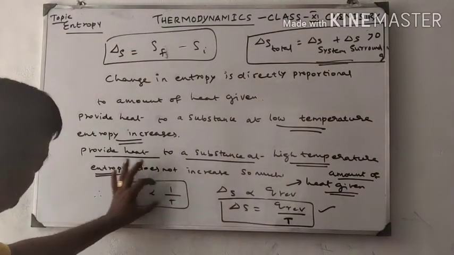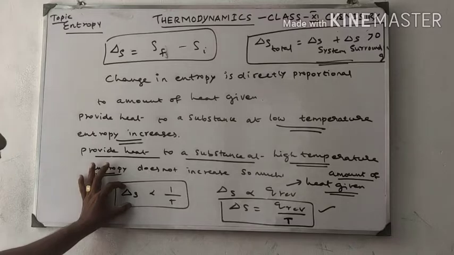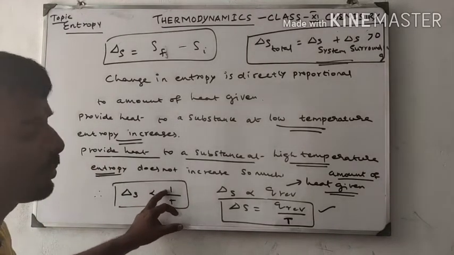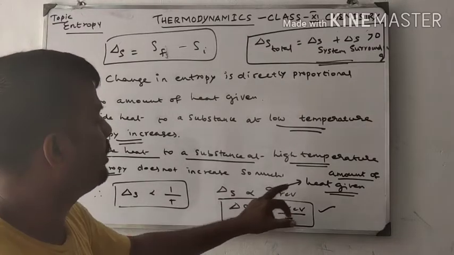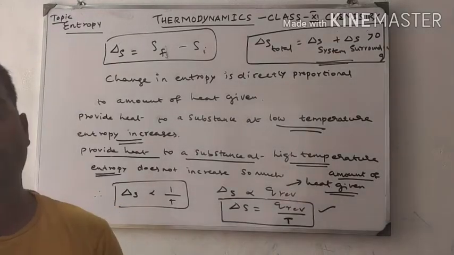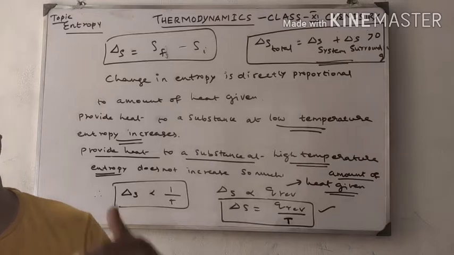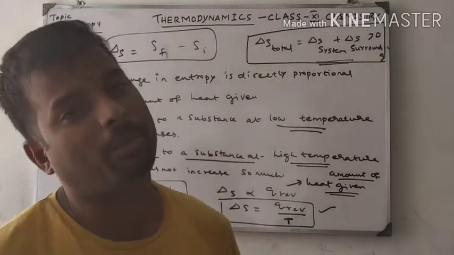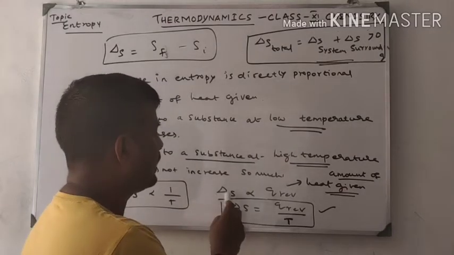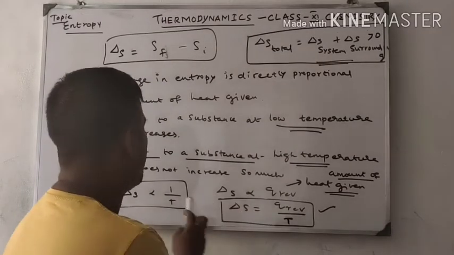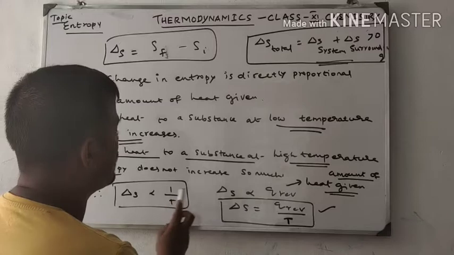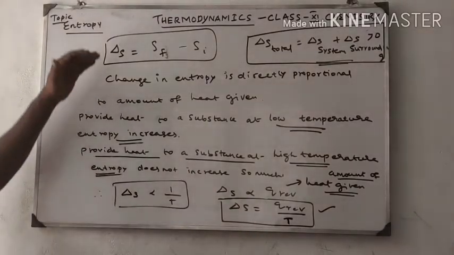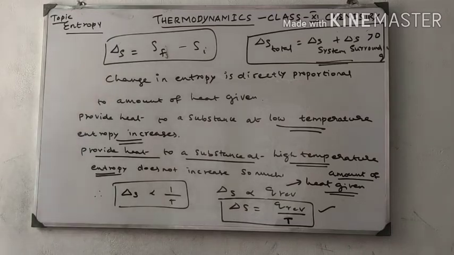So at low temperature, high entropy. At high temperature, low entropy. Therefore, delta S is inversely proportional to temperature and directly proportional to the amount of heat given. I am giving heat at low temperature, entropy increases. How much heat is given, that much entropy increases. Therefore, delta S is directly proportional to Q reversible. On combining these two relations, I get this equation. This we have already discussed.